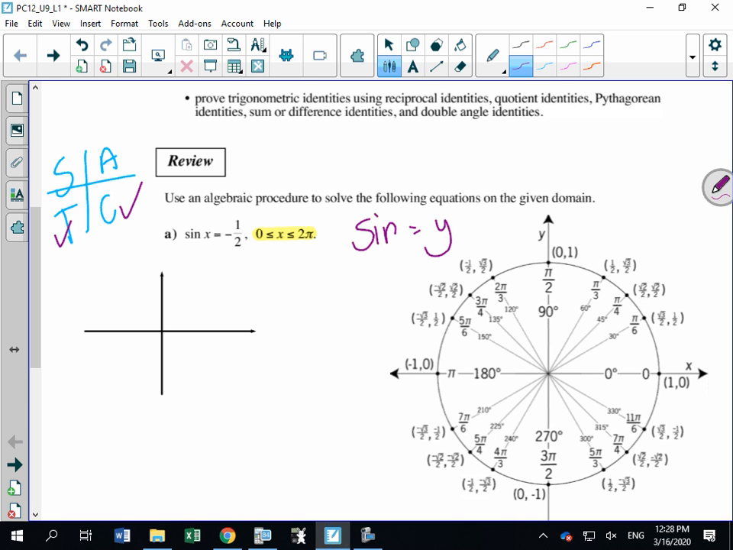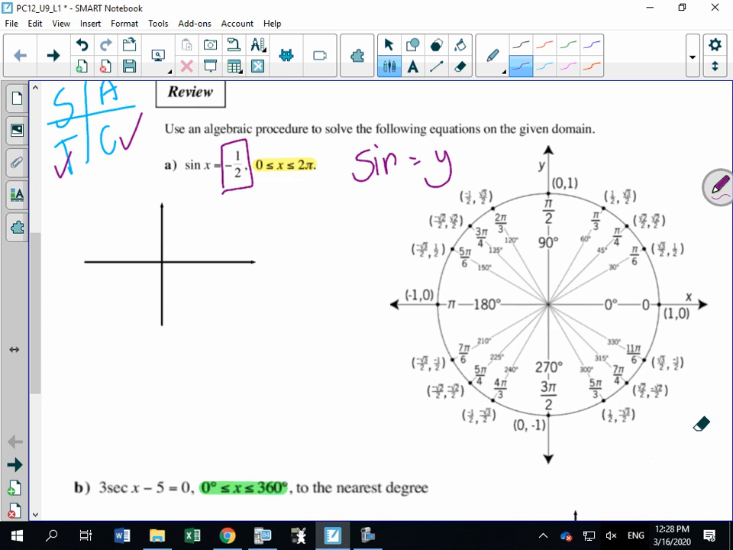So where on our unit circle is sine -1/2? If you had your unit circle memorized, sine is -1/2 here and here. So these are our solutions. I'm going to show you different ways that we could get these solutions. One of my solutions, I'll call that x1, is 7 pi over 6. And the other solution, which I will denote as x2, is 11 pi over 6.